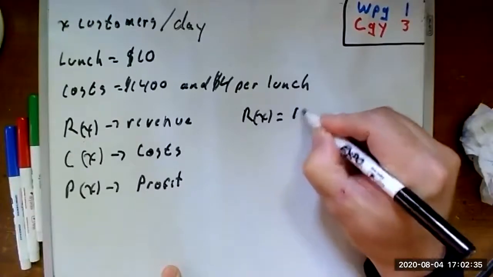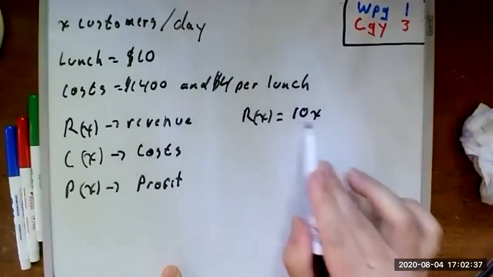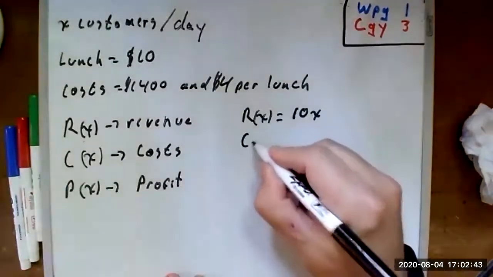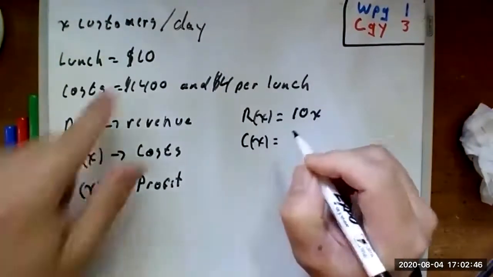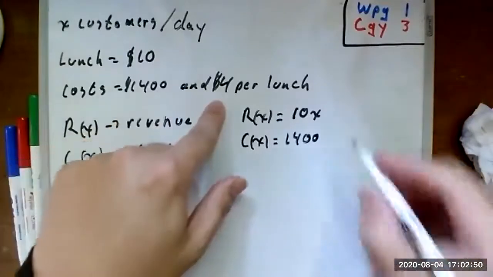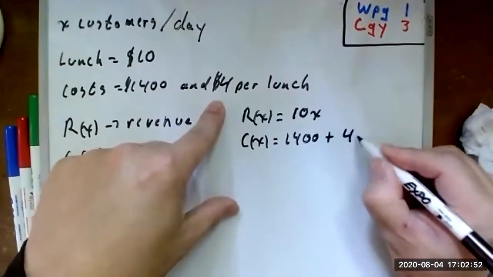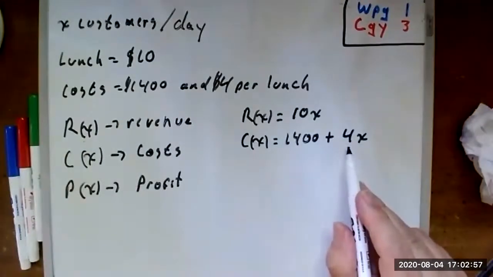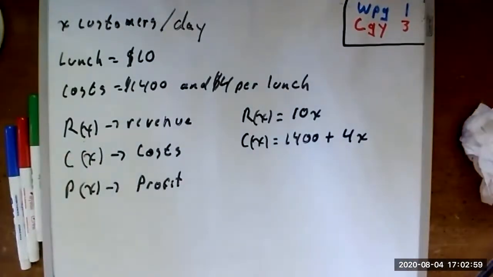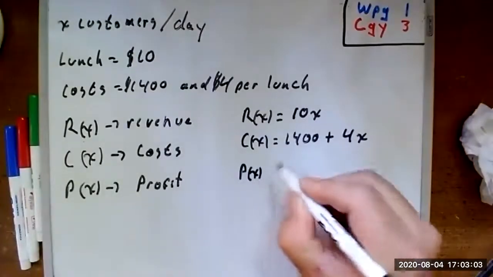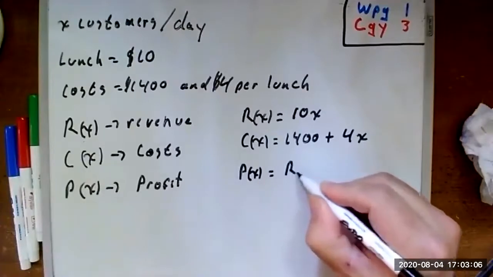Okay. So revenue. Lunch costs $10. We have X number of customers per day. So R of X is simply going to be 10X, $10 for every customer that buys a lunch. Our costs, well, we have a fixed amount of $1,400, and it's $4 for every lunch, so 4X. Every time somebody buys a lunch, it costs us $4.